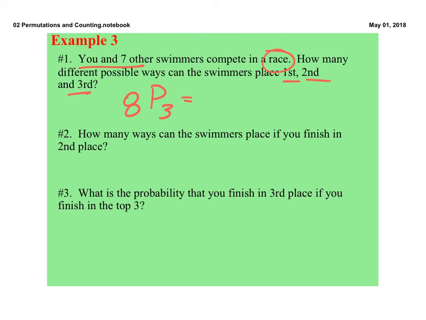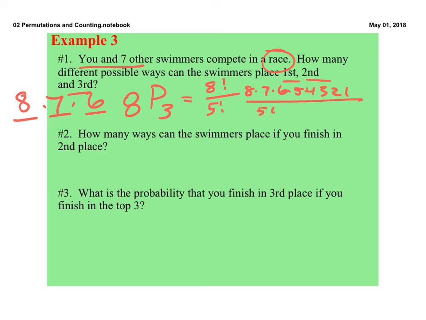Now, could I have done it with blanks? Yep. I have 3 blanks. How many choices for that first spot? 8. How many choices for the second spot? 7. And the third spot? 6. 8 times 7 times 6. And 8P3 is going to be 8 factorial over 8 minus 3, which is 5 factorial. And if you think about it, 8, 7, 6, 5, 4, 3, 2, 1 over 5, 4, 3, 2, 1. That's what those factorials mean. It would be 8 times 7 times 6 either way.